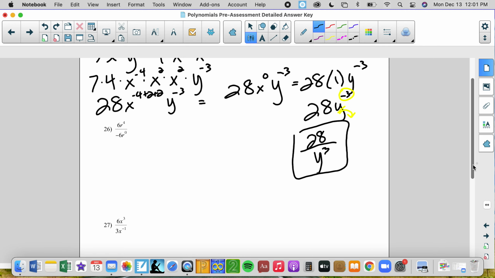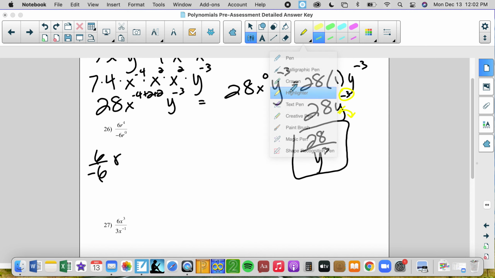Now division. So division, you see how I switched this, split it up and everything? You can do that also. Take the constants, make it separate. And then we have like bases. When you have like bases and you're dividing, you're going to take the exponent of the numerator.